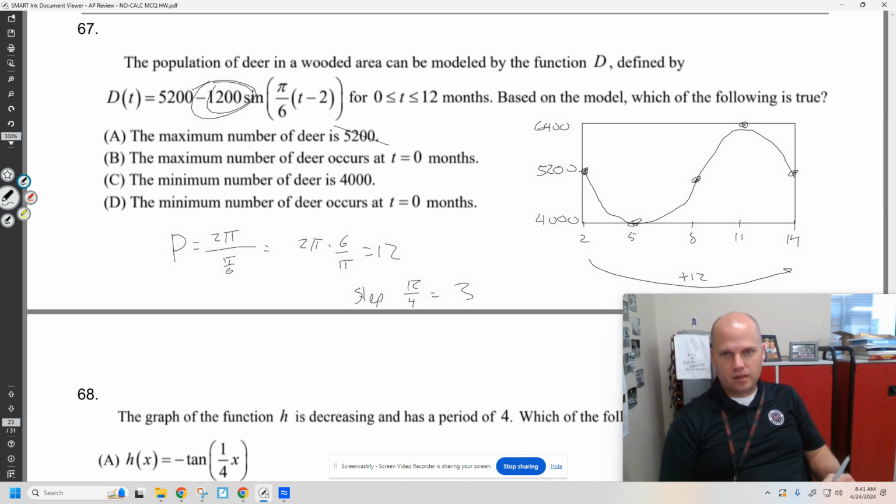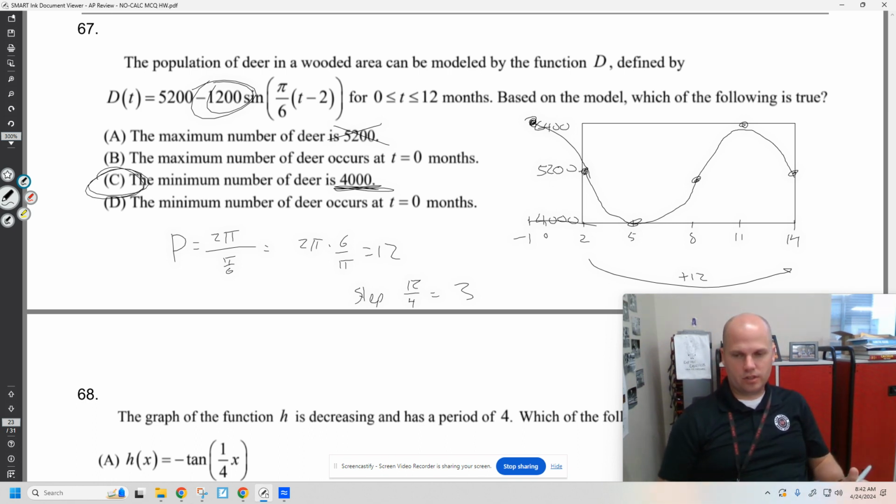Maximum amount of deer is 6,400. Minimum amount of deer is 4,000. But if I went back 3 to -1, I would have that maximum. This is where it's tricky. You would say, oh, the max occurs at 0, but no, the max is going to occur at -1, not at 0. Great question, Pascal. He crushes. Great questions, man.